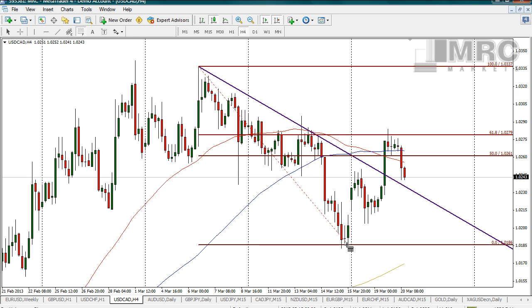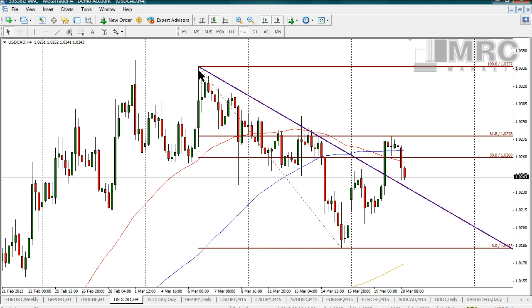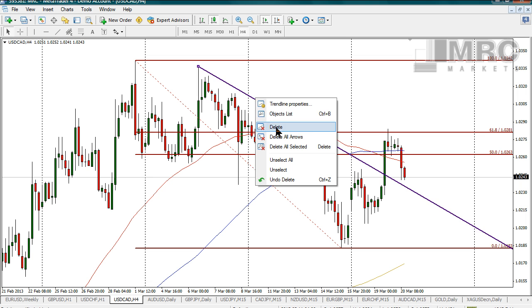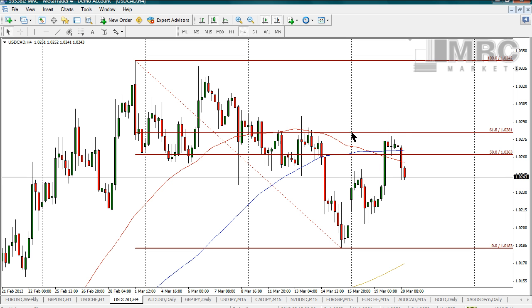Also, we have the fib in the other direction, sorry. So I suppose you could draw it from there, or you could draw it from that high to the left, from the high to the low on the 4 hour chart. Let's delete this trend line so you can see a bit clearer. A lot of sellers are starting to come in at the 61.8 level. It starts to rotate towards the downside.